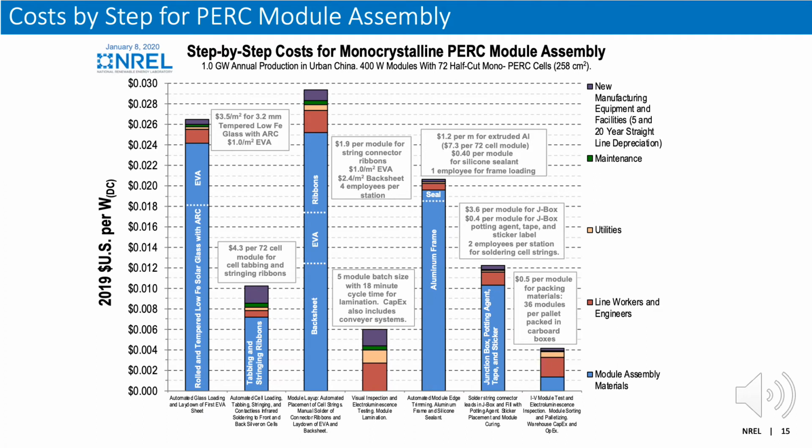And here are the costs by step for monofacial module assembly. We've broken out most of the individual material costs for these steps, where the two largest cost contributors are the front glass and the aluminum frame. It's important to note that the glass is more expensive than the back sheet shown here, which will be relevant when comparing monofacial versus bifacial scenarios in the next slide.